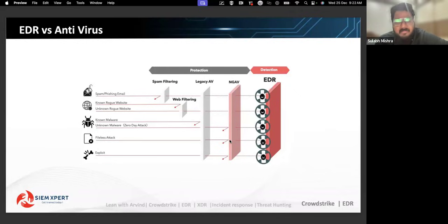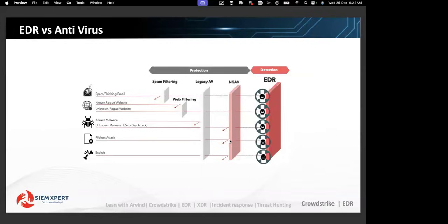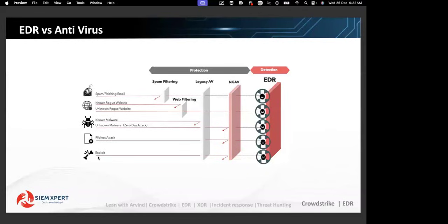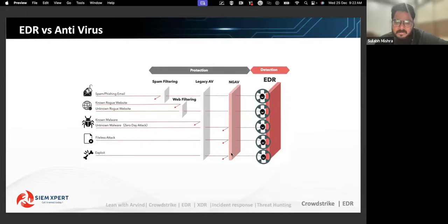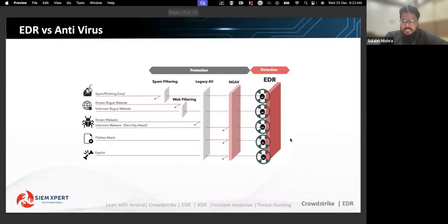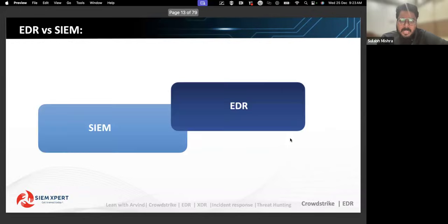But next gen AV, maybe, based on the detections, based on the behavior. But EDR will definitely, because of the additional benefits that we just spoke about. And exploits, again related to vulnerability, even next gen antivirus mostly will not have the ability, but EDR will protect you from there. It's just a simple visualization of the differences between AV and EDR.